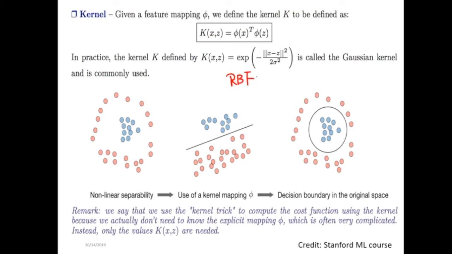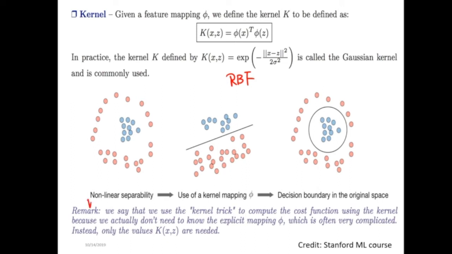It is used to separate data where the middle class is dense and the other class almost surrounds it. So the whole idea is I'm looking for nonlinear separability. I'm using a kernel mapping phi, and then in that kernel-mapped space the data is linearly separable. And it's equivalent to learning a nonlinear boundary function in the original X space.